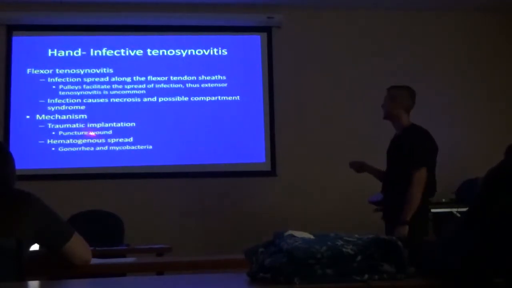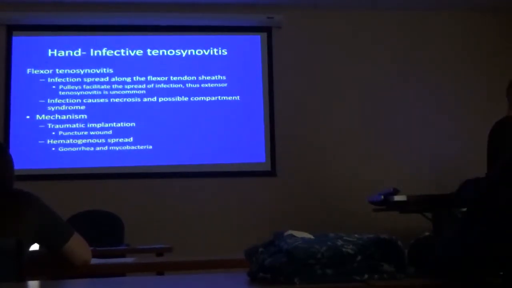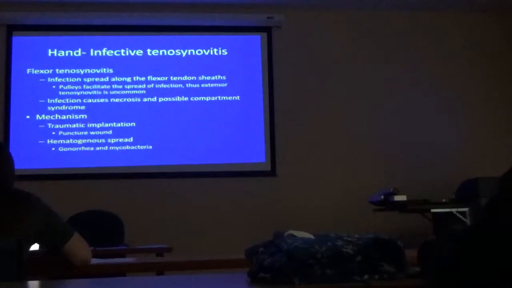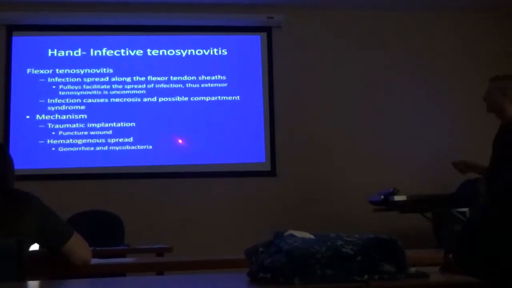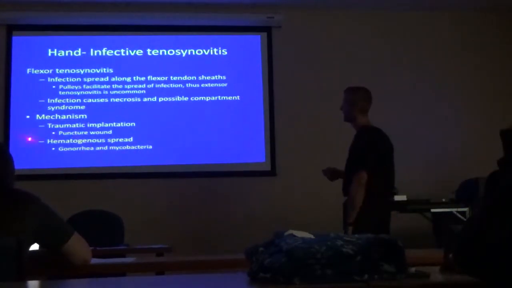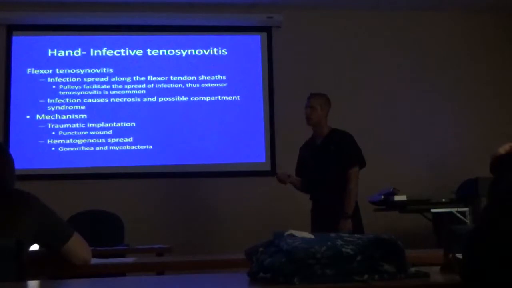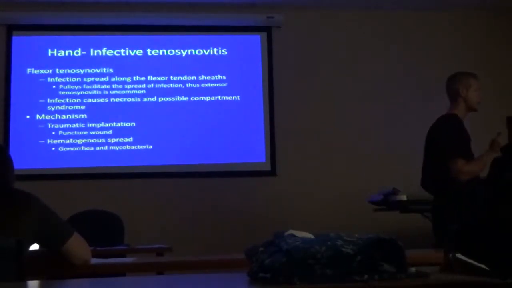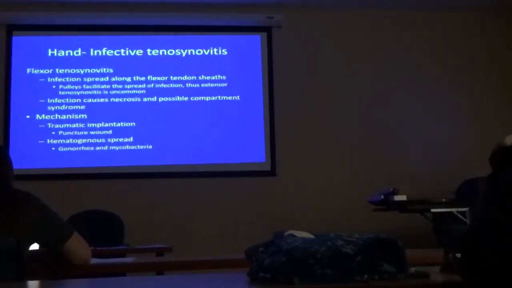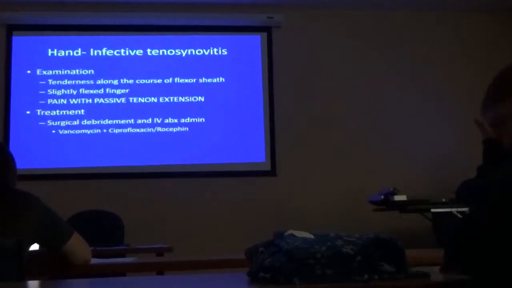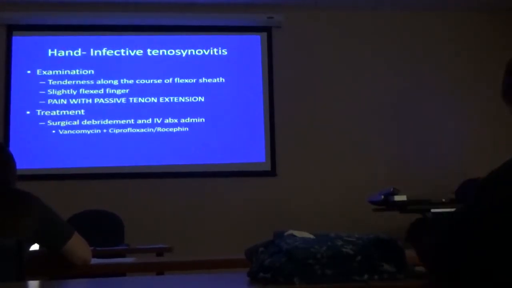Mechanism, so traumatic implantation puncture wound. Somebody hit their hand on something, punctured something, and didn't really think about it, and they got that bacteria stuck down in there. Or you can have a hematogenous spread. Somebody who has bad gonorrhea or some kind of systemic mycobacterium can be seeded from a bacteremia. That'd be bad too.